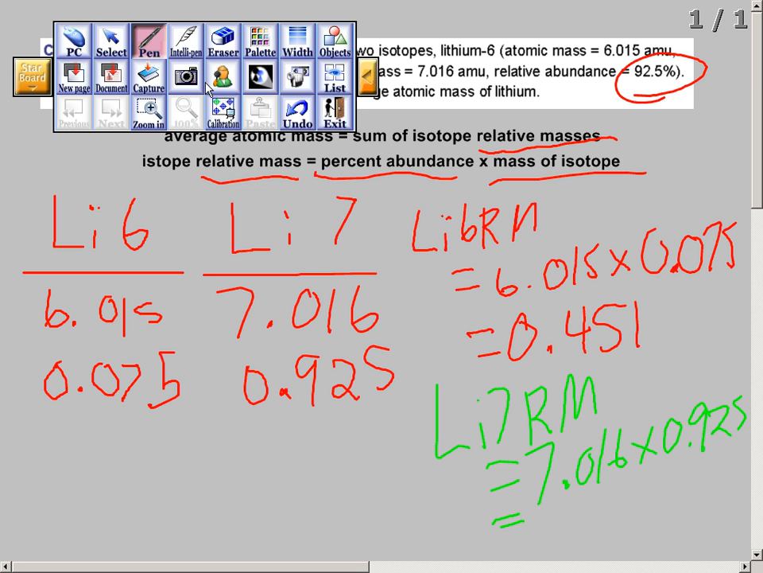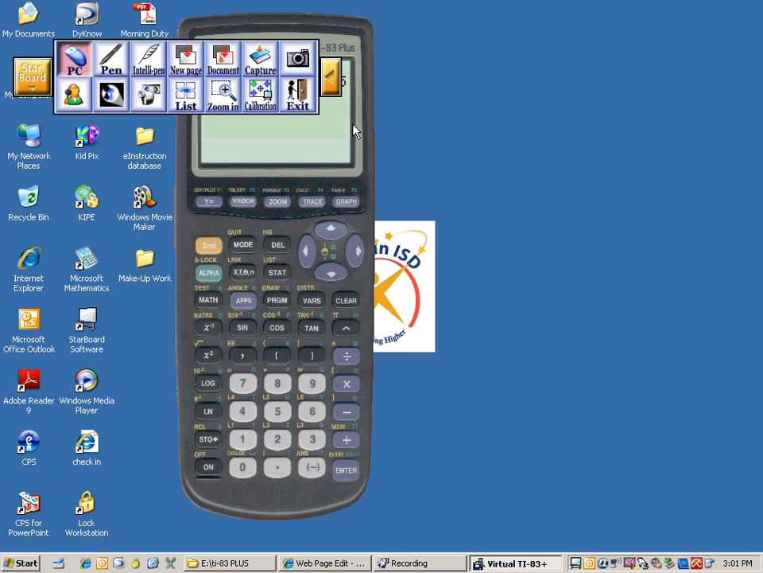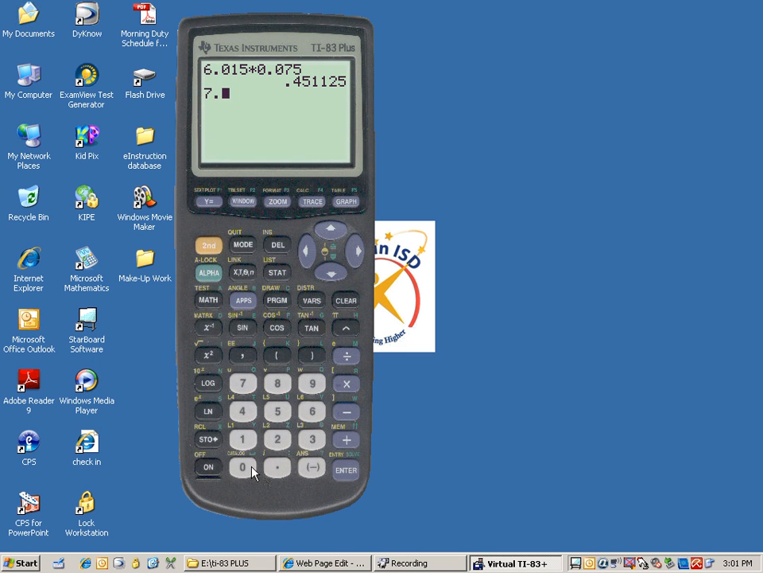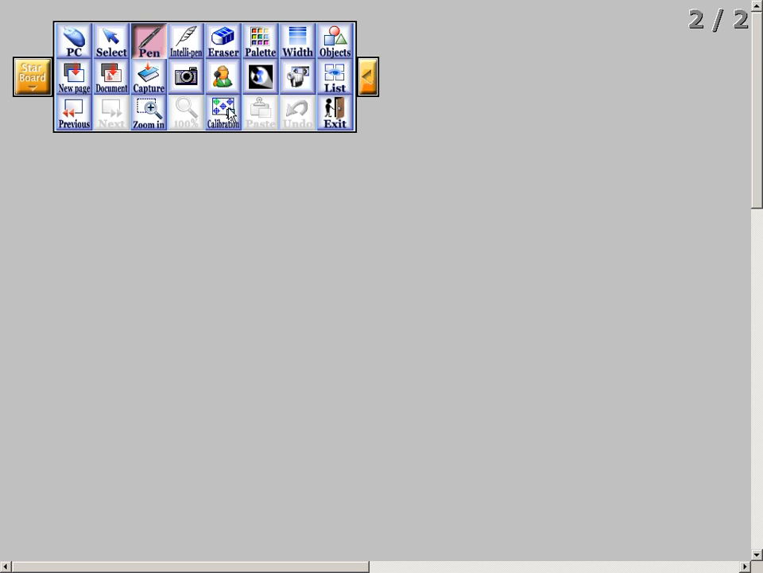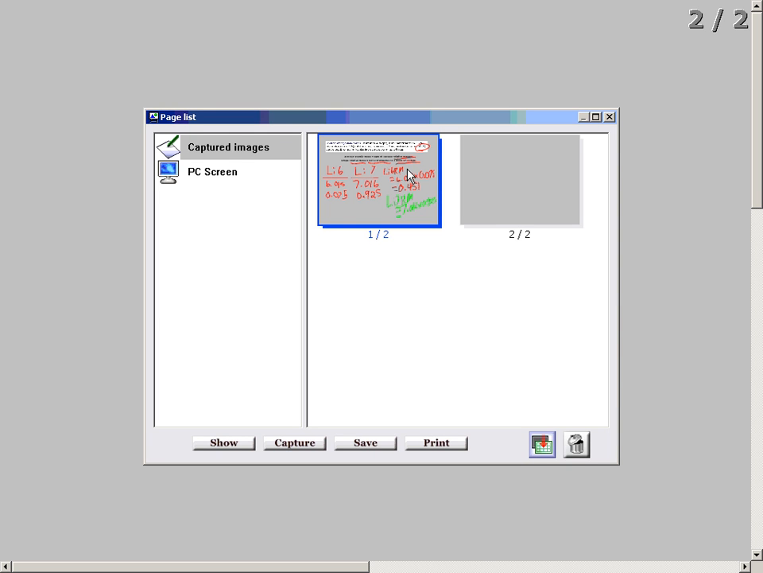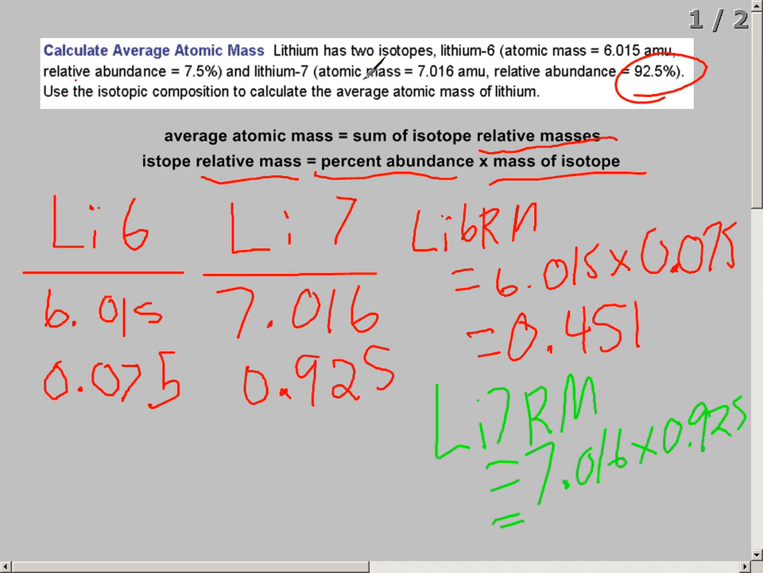7.016 times 0.925 is 6.48. Let's round it off at 6.490.